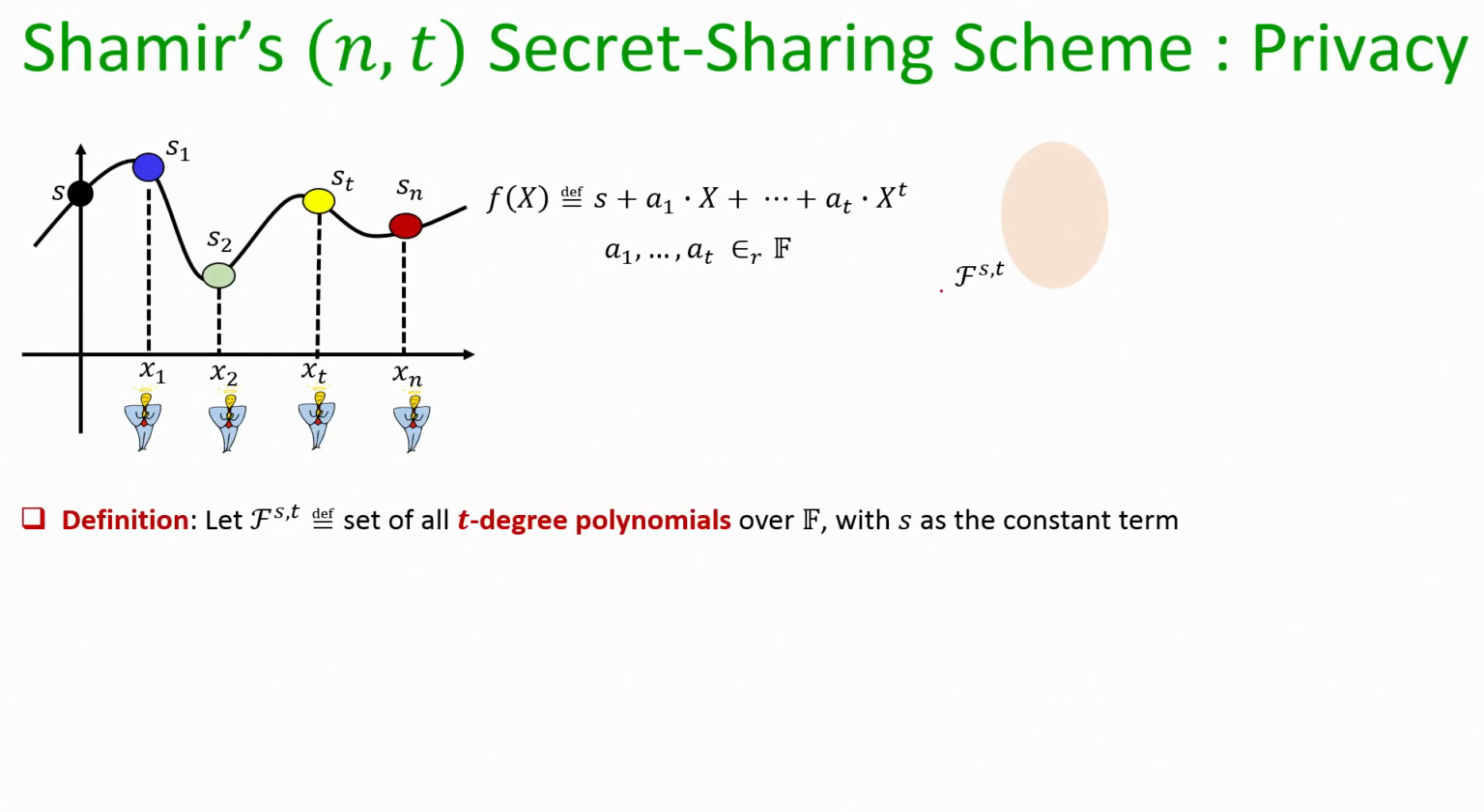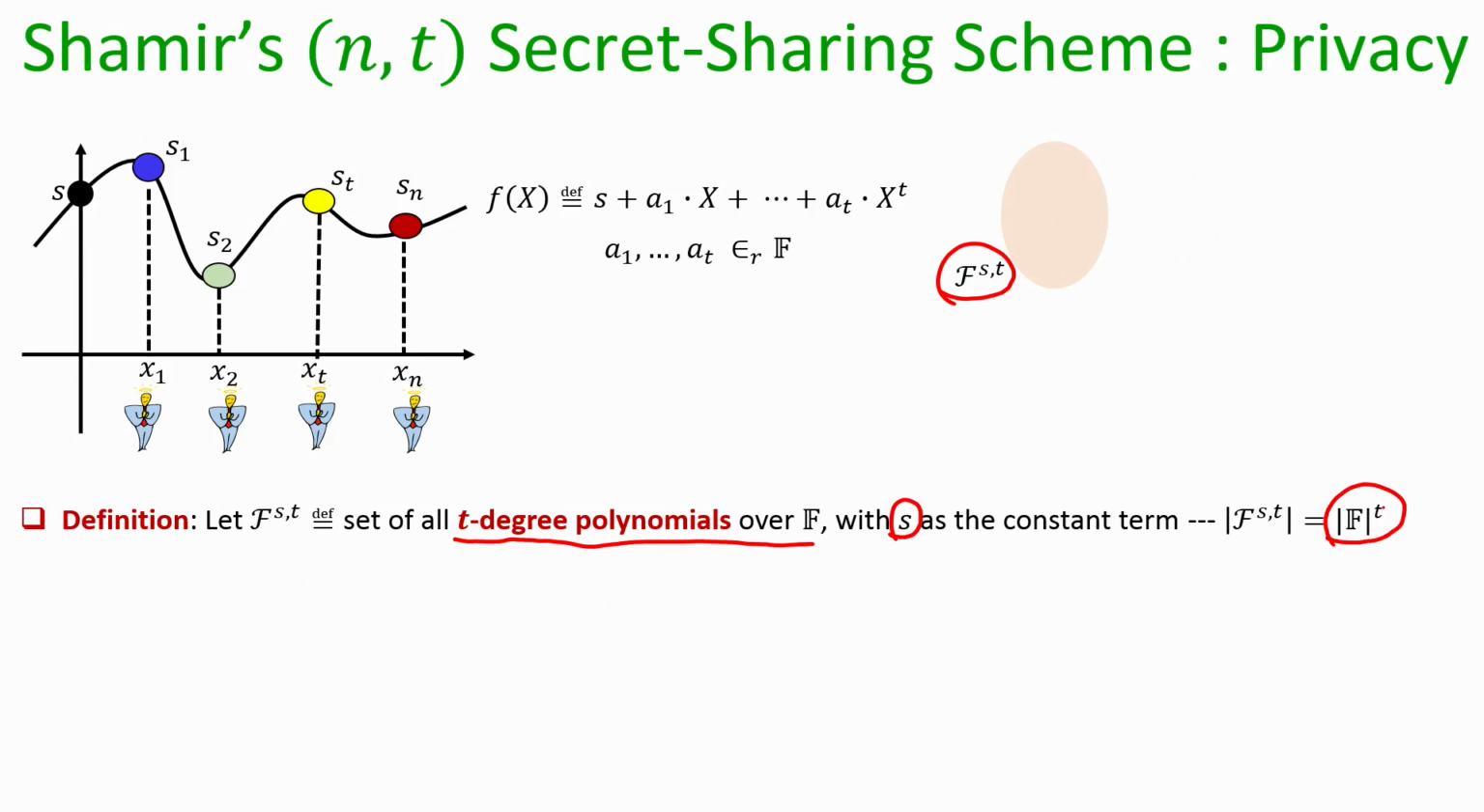So, for that let me define this set F raised superscript S, which denotes the set of all possible t degree polynomials over the field whose constant term is the secret S. And how many such polynomials can I have? Well, I can have order of the field raised to the power t such polynomials.